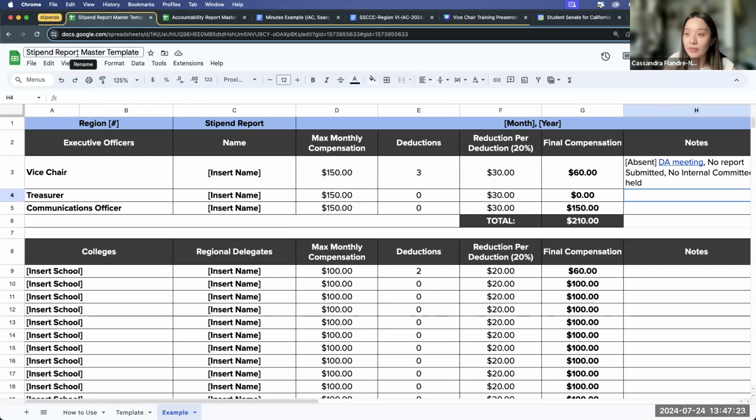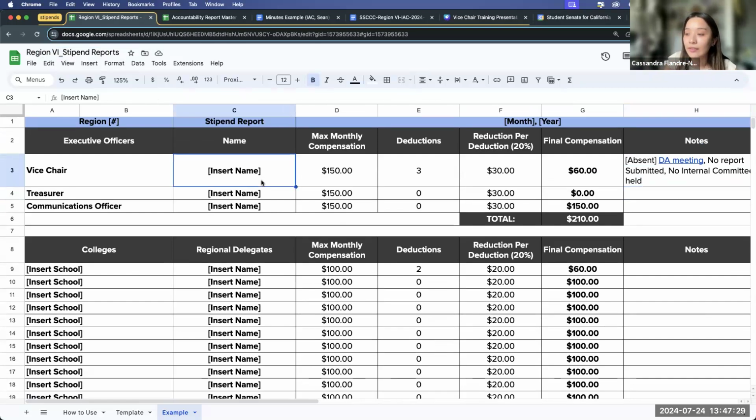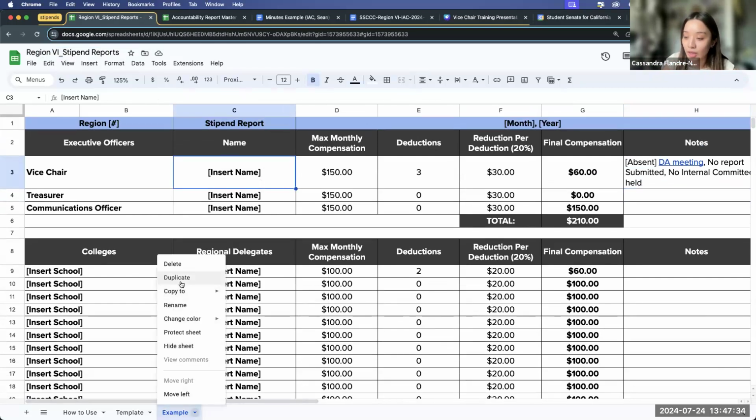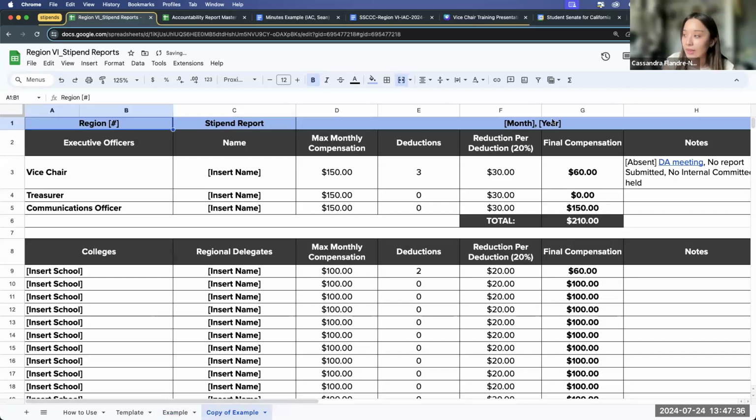So how you would name this is you would put region 6 underscore stipend reports. And then instead of creating a new workbook each month for the stipend reports, instead you would just make a duplicate of the example or template and then adjust it.